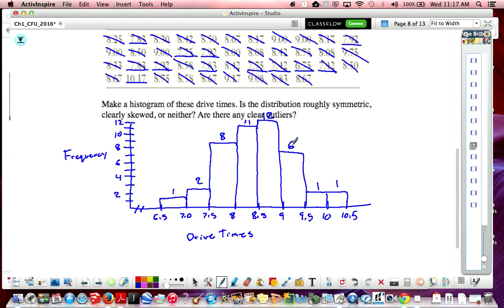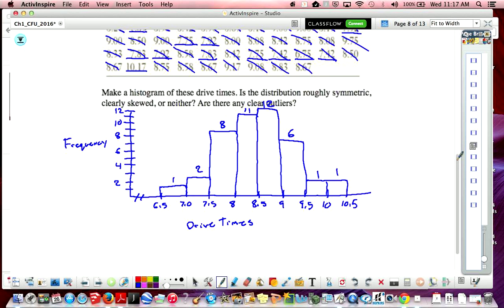One of the things that I like to do after I got my histogram is I just make sure I counted all 42 of them. So 1 plus 2 is 3, 11, 22, 34, 40, 1, 2. I got all the drive times. My histogram looks pretty good.